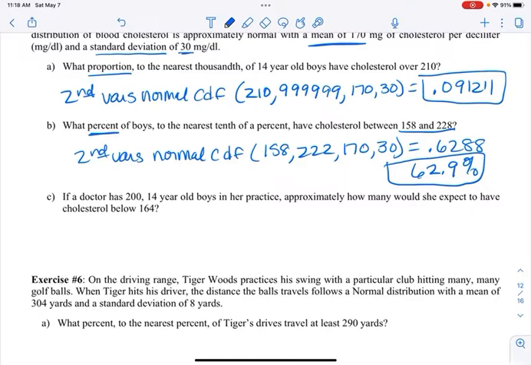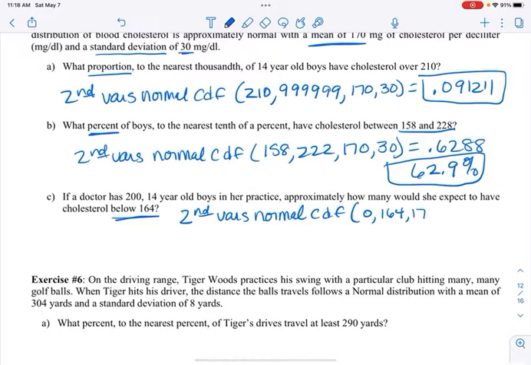If a doctor has 200 14-year-old boys in her practice, approximately how many would she expect to have cholesterol below 164? All right, so I have to find that decimal, but I want to know how many people. So after I'm done, I'm going to multiply that by the number of people, the 200. My lower number is going to be 0 because I want below 164. 164 is my top number. My mean is 170. My standard deviation is 30.